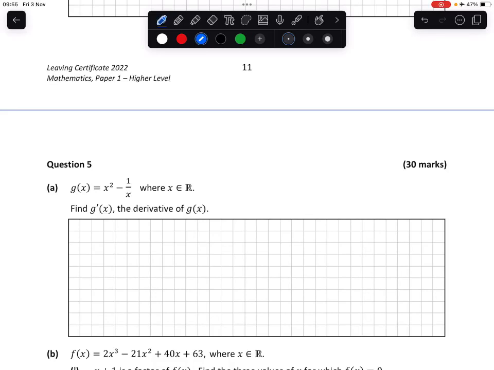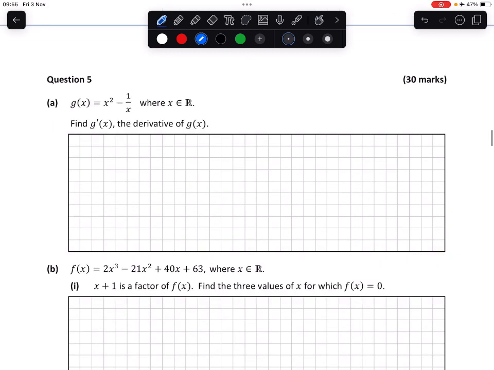Today we're going to be looking at question 5 of the 2022 Maths Higher Level Paper 1 paper. So, question 5, a bit of calculus and then a bit of algebra. Part A, g of x is equal to x squared minus 1 over x, where x is a real number. Find g prime of x, the derivative of g of x.